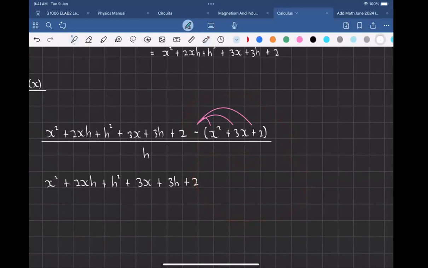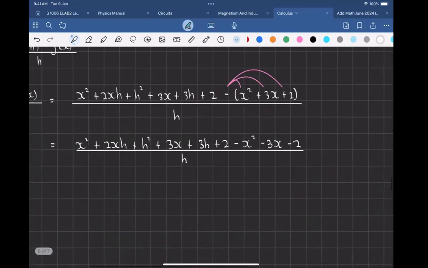Oh, right. So after that, I put minus x squared, right? Minus 3x minus 2. Minus 2 or plus 3? I mean minus 2 or minus 3. Minus 2. Okay, right, and then we have over h. And now let me look to simplify. Do you see any other x squared terms?